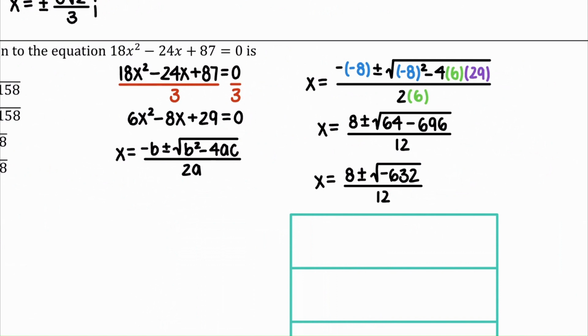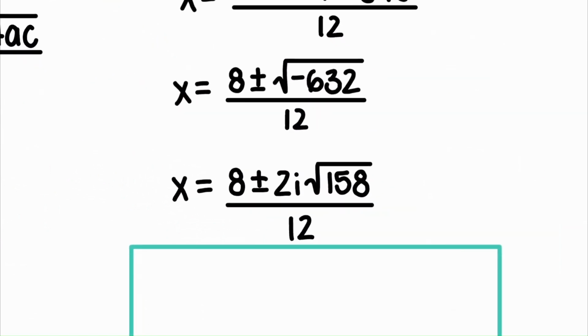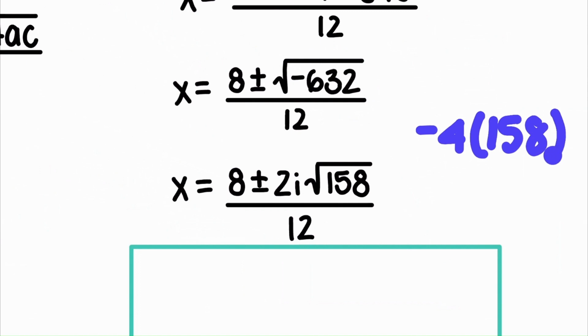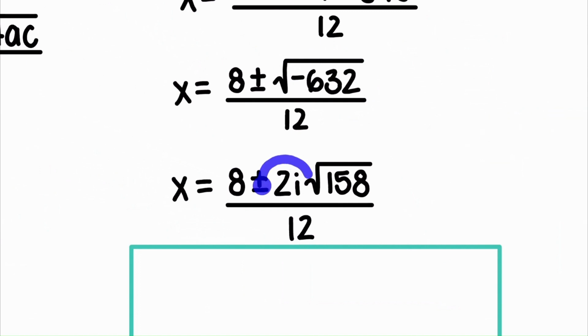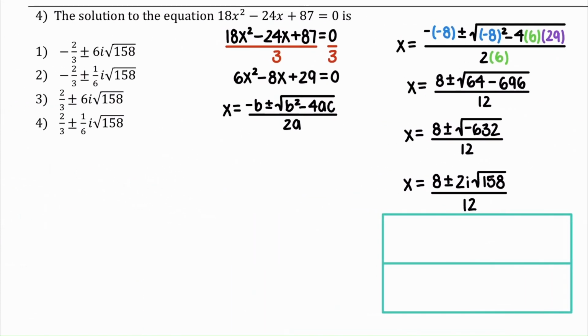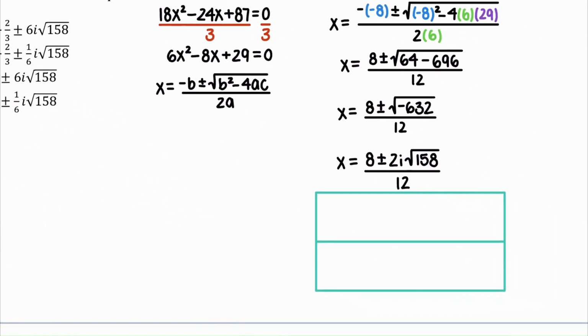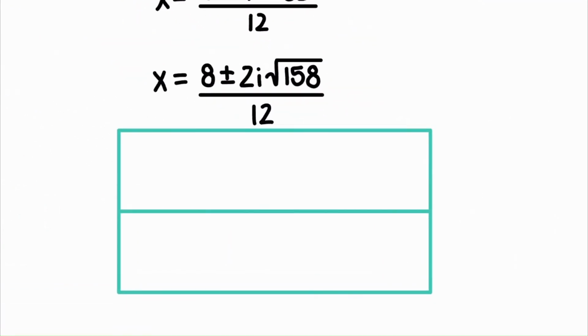as a result. And so when we do that, we can simplify this into 8 plus minus 2i radical 158 all over 12. Because this one right here, negative 632, is the same thing as negative 4 times 158. And if we take the square root of each, negative 4 gives us 2i as such. And then at this point you might think, well, this still doesn't look anything like any of the answer choices. And here this is where we have to employ this concept of breaking apart this fraction into two parts.